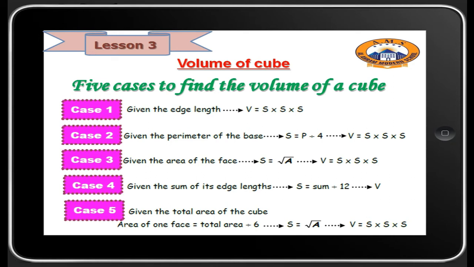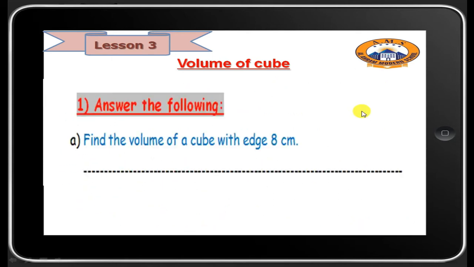So let's start our exercise to calculate the volume of the cube. The first one here, find the volume of the cube with edge length equal 8 centimeter. He gave you the edge length here, so this is the first case that I told you about. So when he gave you the edge length, you're going to multiply it by itself to find the volume of the cube.